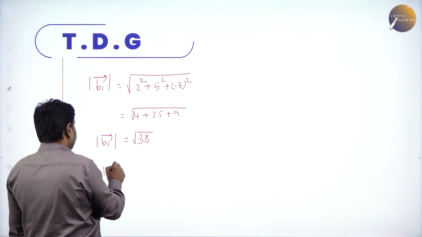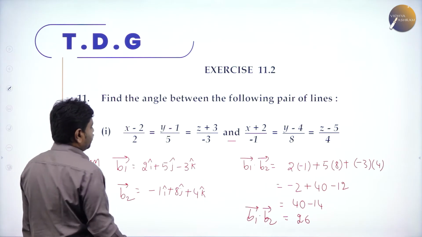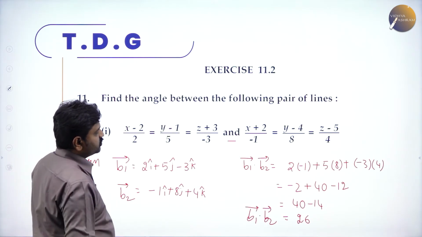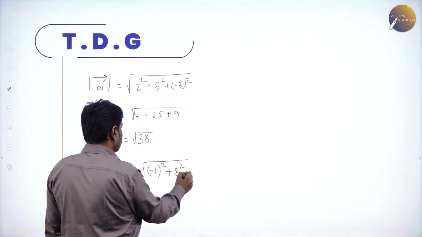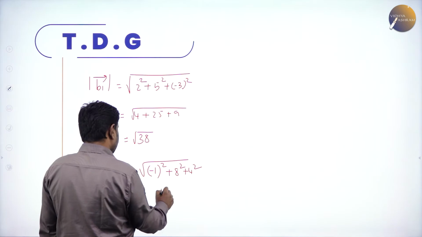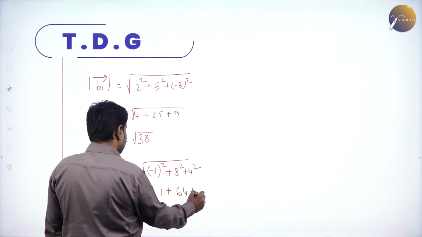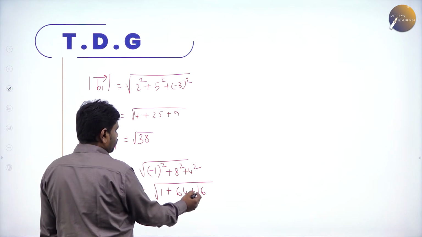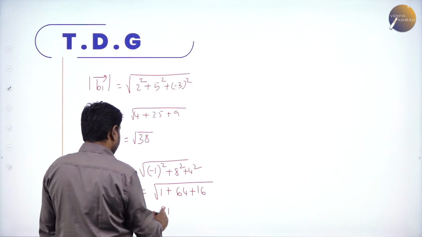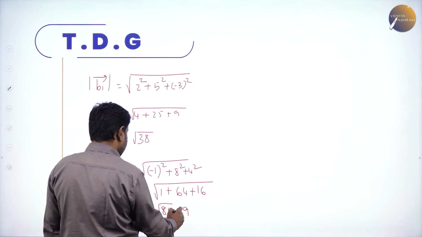Now find the magnitude of b2. Magnitude of b2 means for the second vector. For the second vector, what are the coefficients? Minus 1, 8, 4. So minus 1 the whole square plus 8 the whole square plus 4 square, that is 1 plus 64 plus 16, that is 81, root 81. You know root 81 is a perfect square. It is 9.